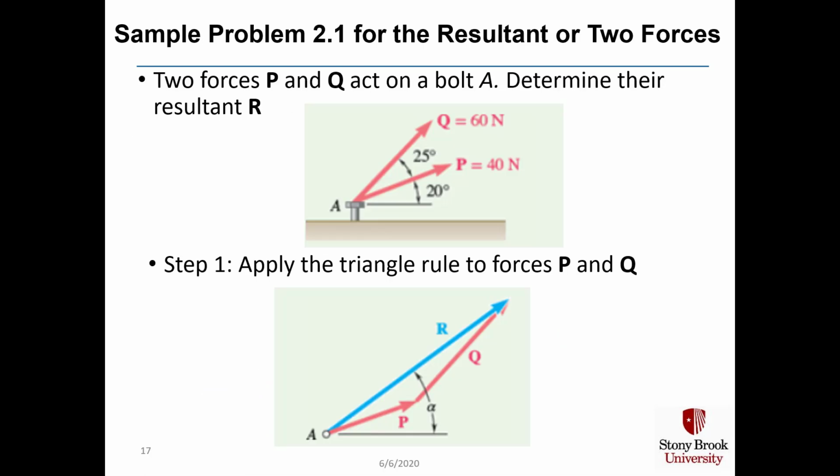Here's sample problem 2.1 for the resultant of two forces. Here it says that two forces P and Q act on bolt A. Determine their resultant R, where there's a 25-degree angle between Q and P. Q is 60 newtons, P is 40 newtons, and P makes a 20-degree angle with the horizontal.